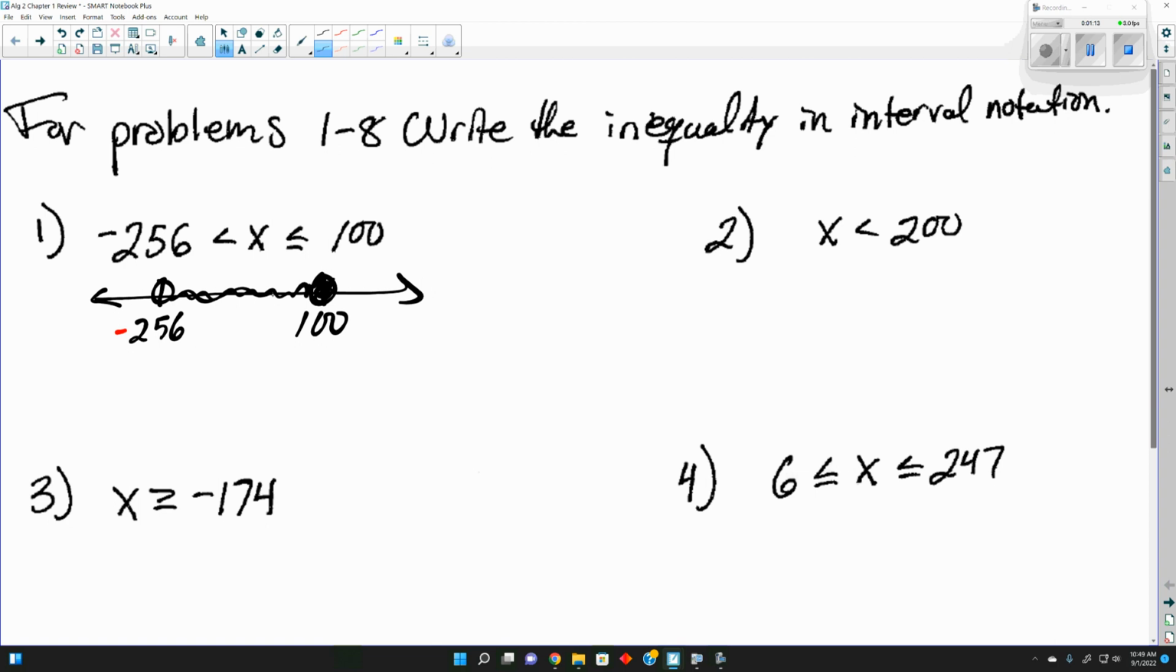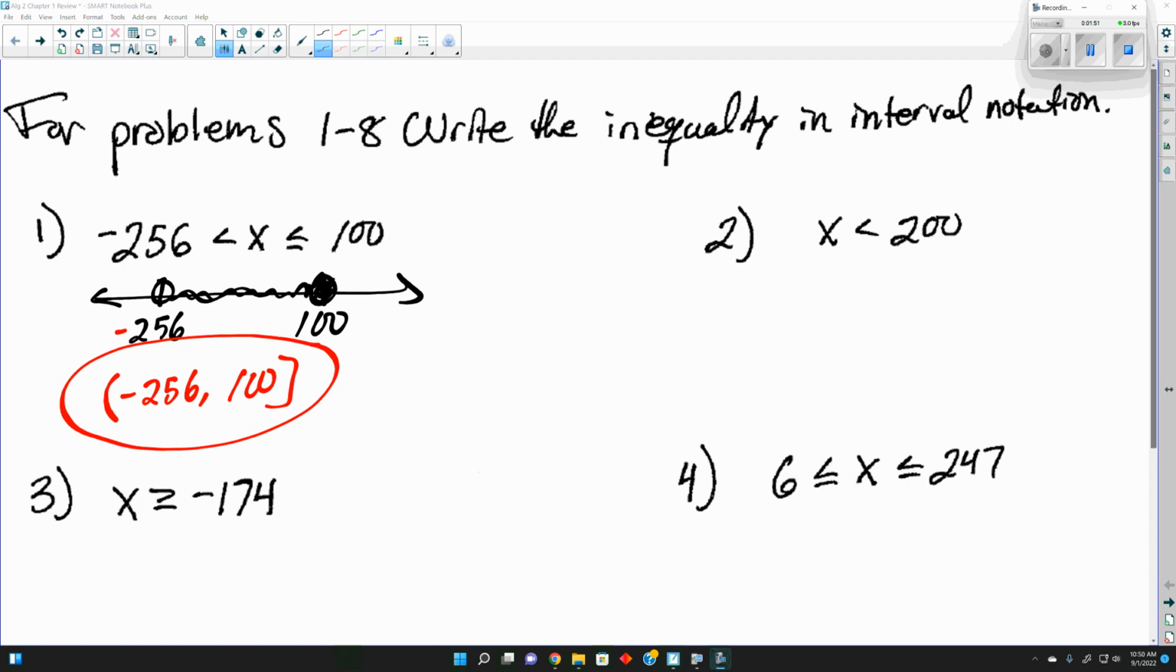Because as we look at this, the smallest spot that we have is negative 256. Now, would it be open or closed? It is open, yes? Yes. Because x is in the middle. Since negative 256 is open, it's not included, we would have a parenthesis. And the other end is 100. Now this is shaded in, it is included, so we would have a bracket. So the answer for this is that right there.